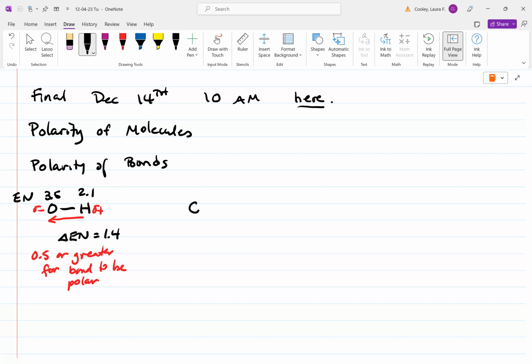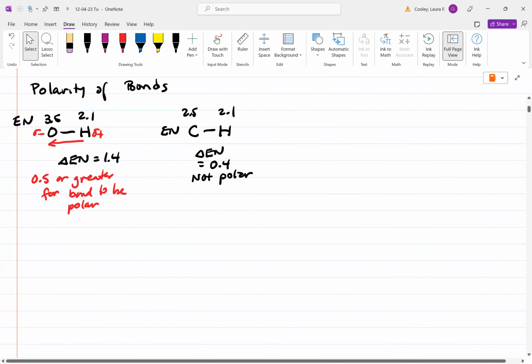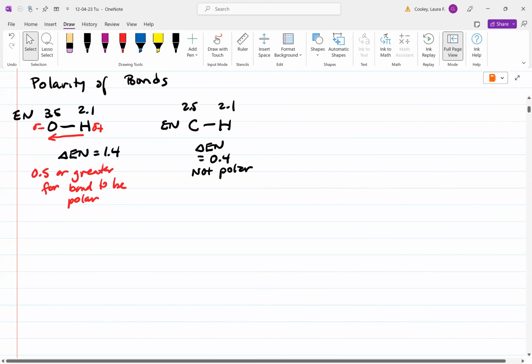The other good example is CH. The electronegativity of carbon is 2.5, hydrogen 2.1. The difference in electronegativity is 0.4. It doesn't make the cut. It's considered not polar. And this is where I differ from the book. My cutoff has to be 0.5 to be polar. You shouldn't go around thinking CH bonds are polar. That's not true.